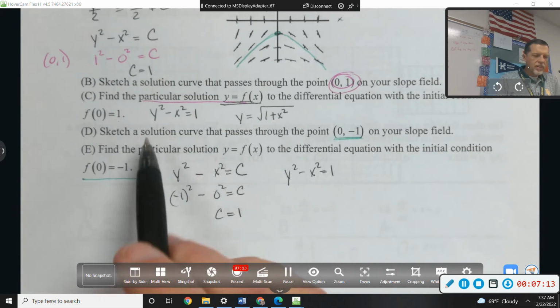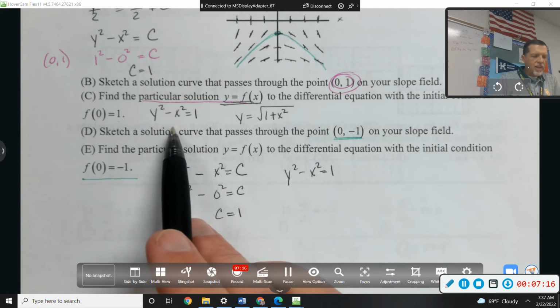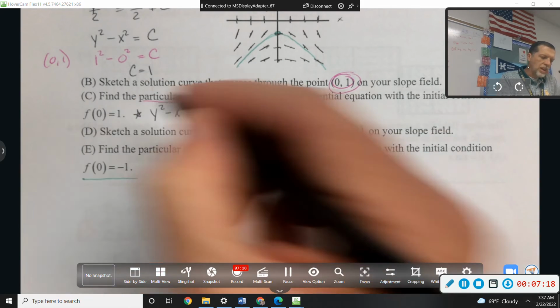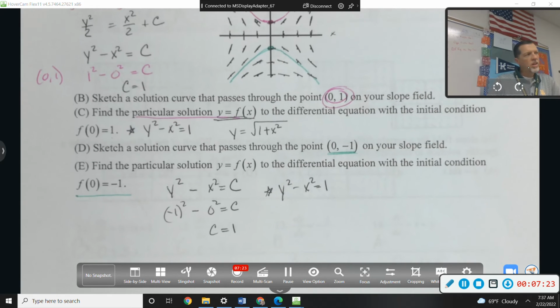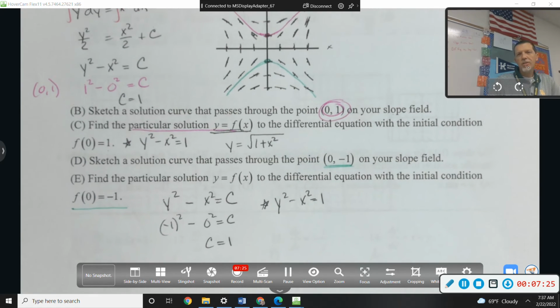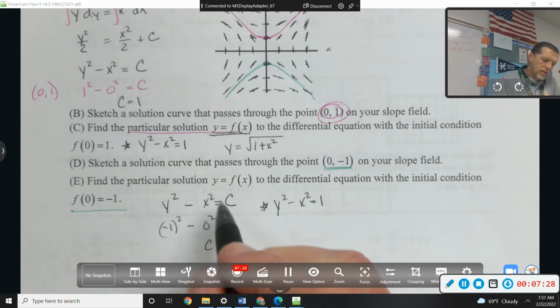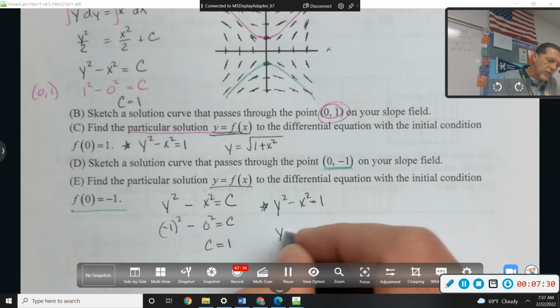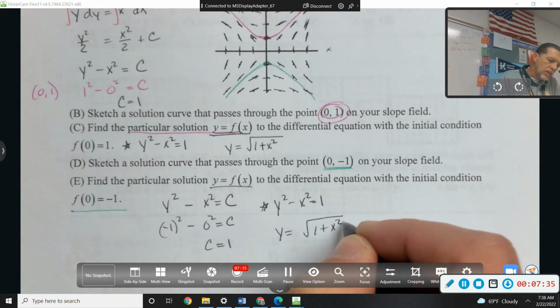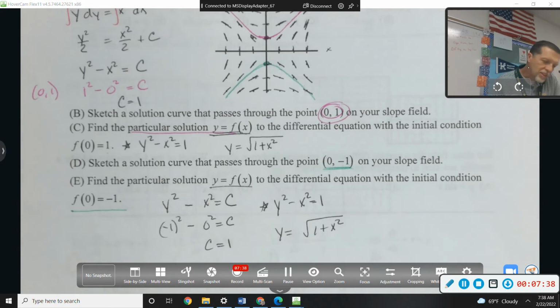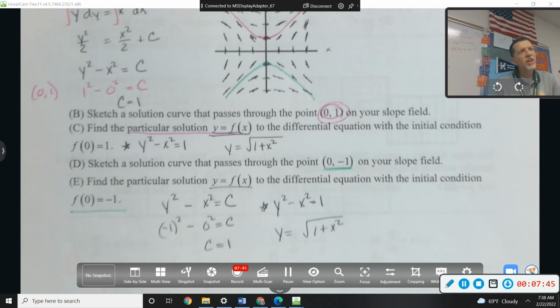But that's the same thing we got in part C. And yet this is supposed to be a different equation or a different graph. Again, it wants to solve for y. So y equals square root 1 plus x squared. But that looks the same as what we got in part C. So what is going on here? How do I differentiate these two? What's that?